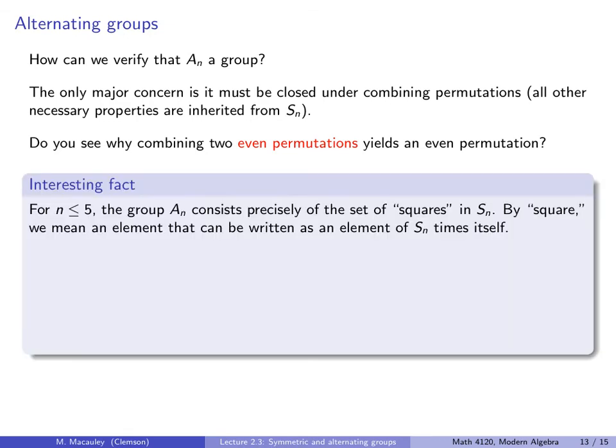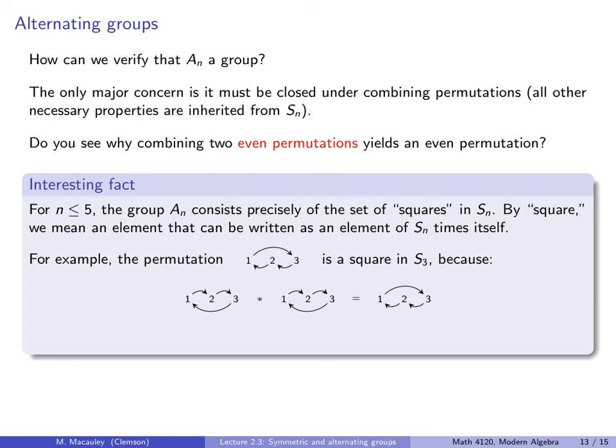So here's an interesting fact. For n less than or equal to 5, the group An consists of precisely the set of squares in Sn. And by square, we mean that an element can be written as an element of Sn times itself. For example, the permutation 1 goes to 3 goes to 2 is a square in S3 because it's the square of this element. (1 2 3) times (1 2 3) is this. So in cycle notation, this is (1 3 2) equals (1 2 3) times (1 2 3). And again, this is an interesting fact. There's really not much to read into this. We're not going to come back to it later. It's just neat that, well, if n is bigger than 6, then there are even permutations that are not squares in Sn.